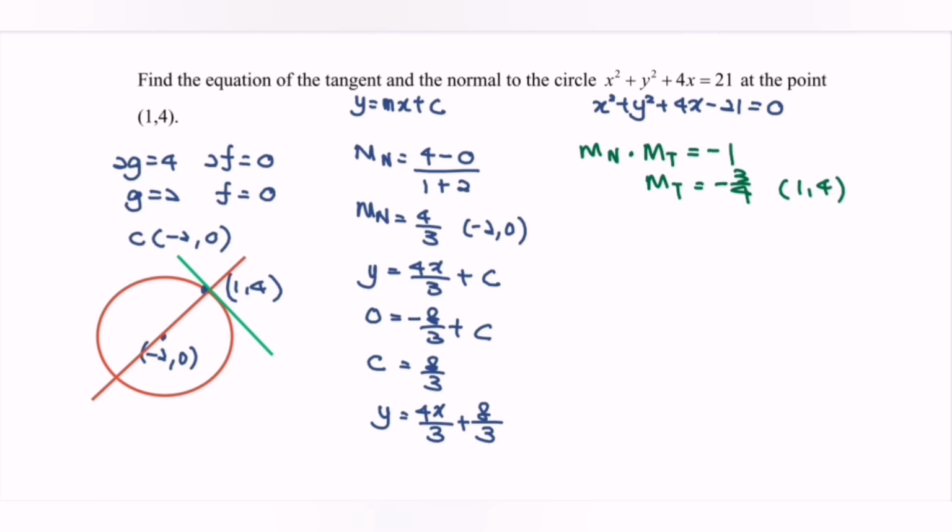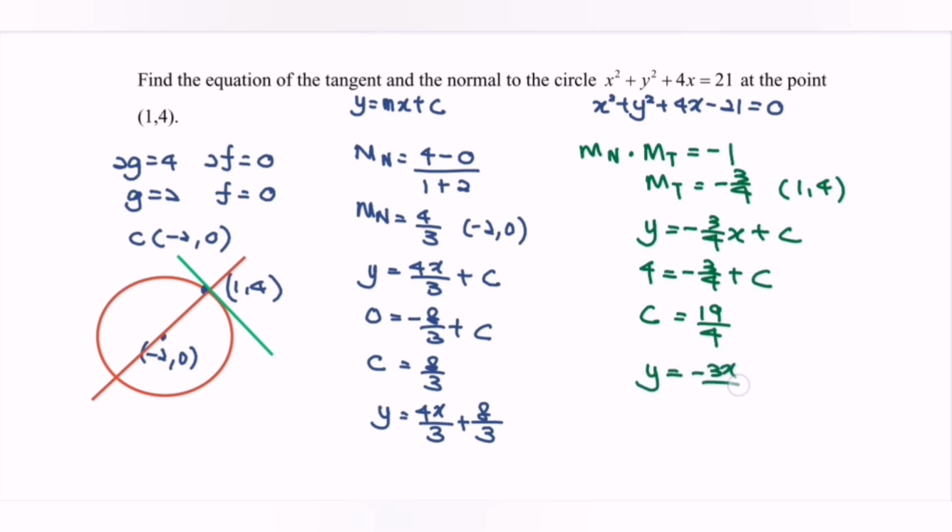Kindly substitute the situation. y is equal to negative 3 over 4 x plus c. Substitute the point (1, 4), and we will have 4 equals negative 3 over 4 plus c. c will be equal to 19 over 4. So y is equal to negative 3x over 4 plus 19 over 4. So here we have the equation of the tangent to the circle at the point (1, 4).